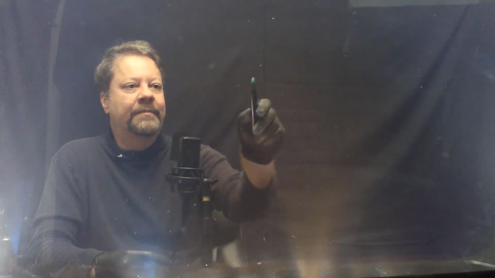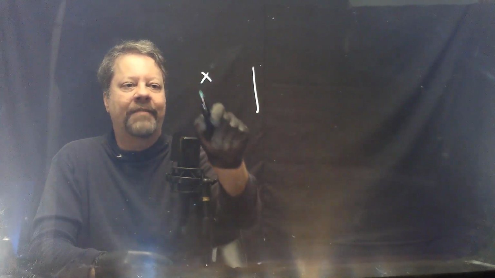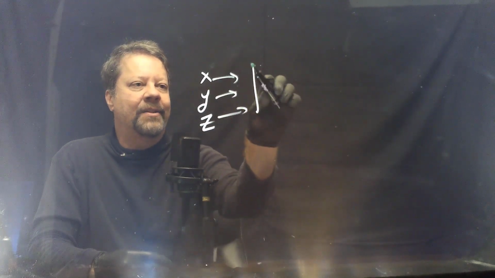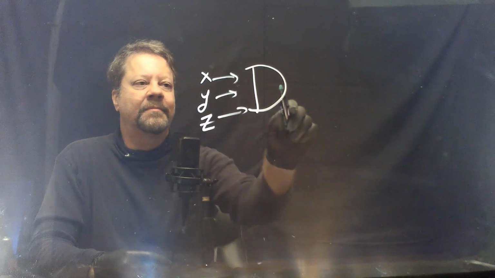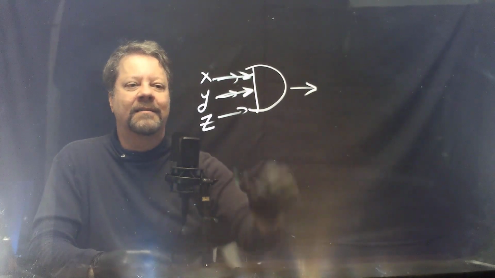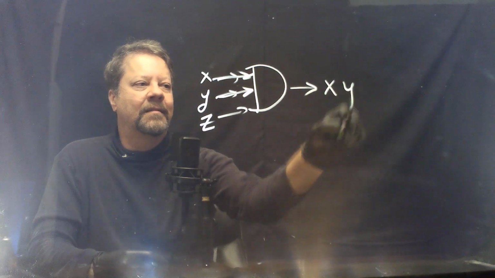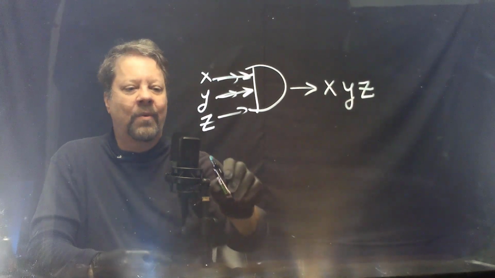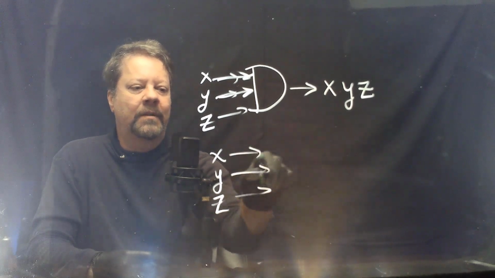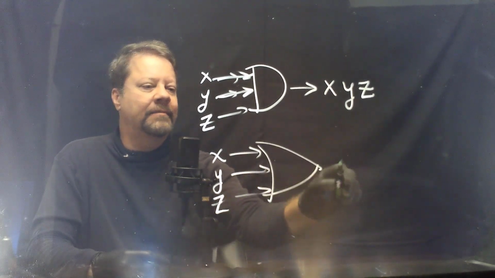Also, for each of our gates, we're going to allow ourselves to have multiple inputs. For instance, we could have x, y, and z going into this AND gate. Or we could have x, y, and z going into some OR gate.